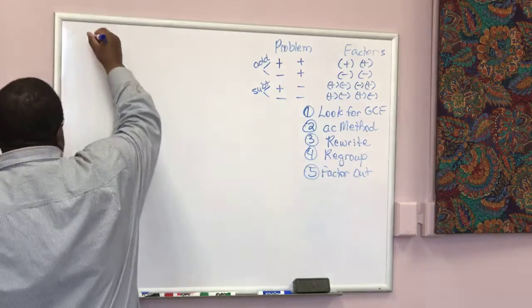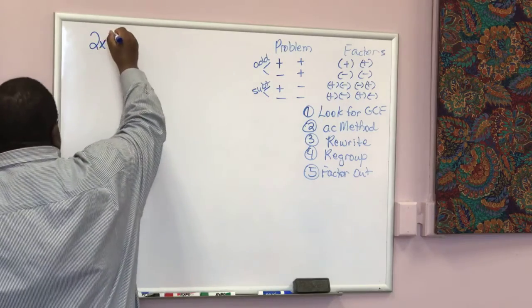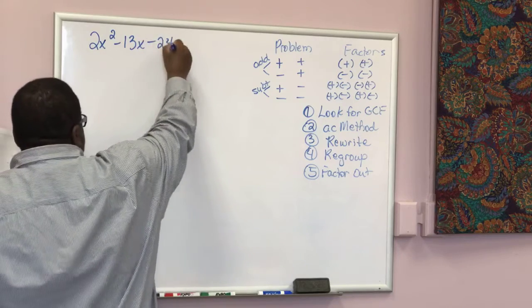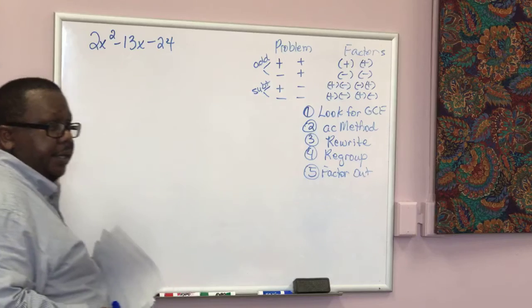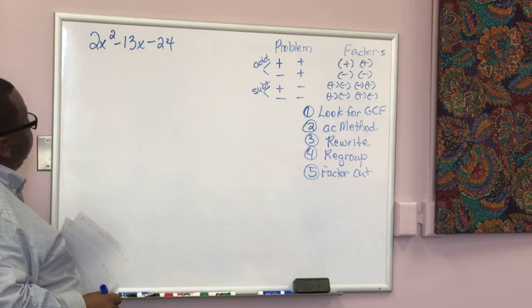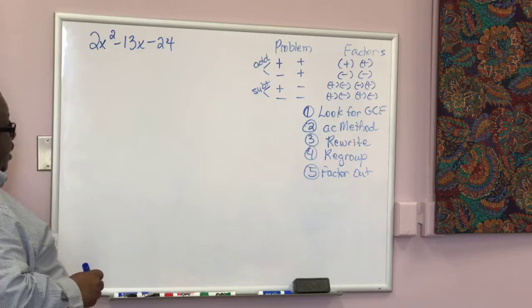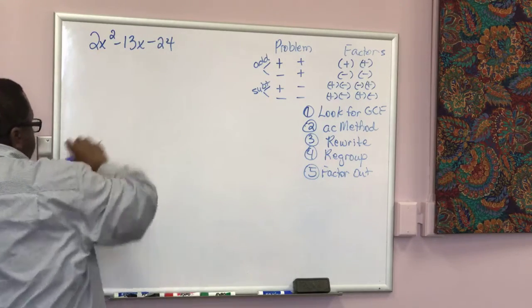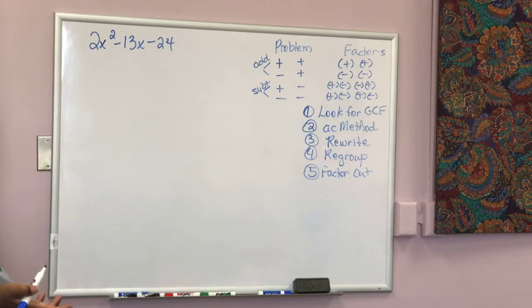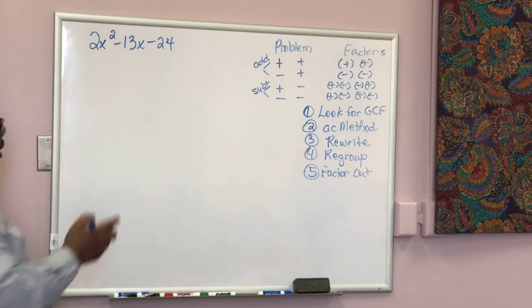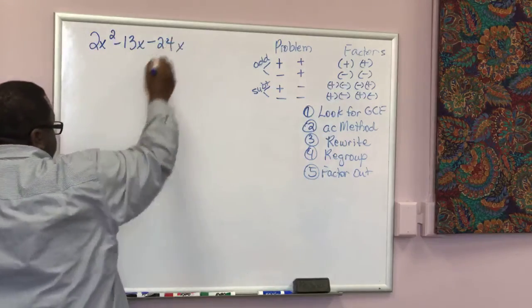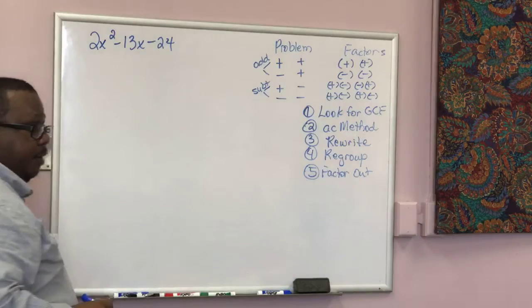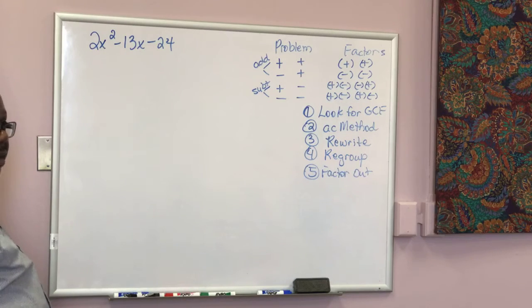So let's look at this problem. 2x to the second power minus 13x minus 24. Okay? So the first thing again, look for a GCF. Do we have anything in common amongst our numbers? No, we do not. Are they sharing a variable? No, they're not. Because in order to share, they have an x down there, but then x down here, so they are not sharing anything in common with the variables. Okay? So they go to step 2.